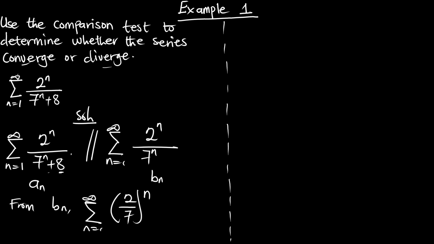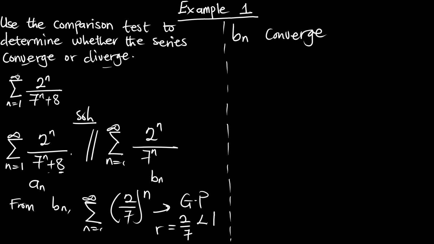Now, what can we compare this to? This is a GP, right? A GP series where our common ratio is going to be 2 on 7. Now, 2 on 7 is less than 1. Anytime we have a GP such that its common ratio is less than 1, what happens? We know that that series is going to converge. Therefore, bn converges.